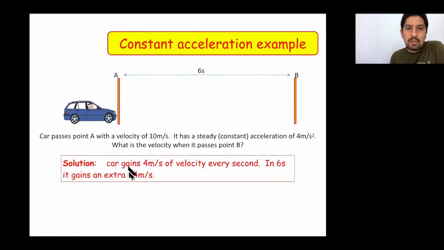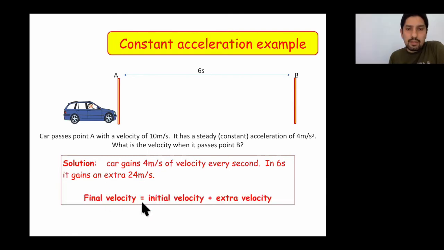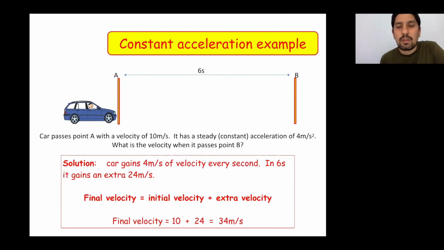The solution is the car gains 4 meters per second of velocity every second. So in 6 seconds, it gains an extra 24 meters per second. Final velocity is equal to initial velocity plus extra velocity, which will be 10 meters per second plus 24 meters per second, which is 34 meters per second.